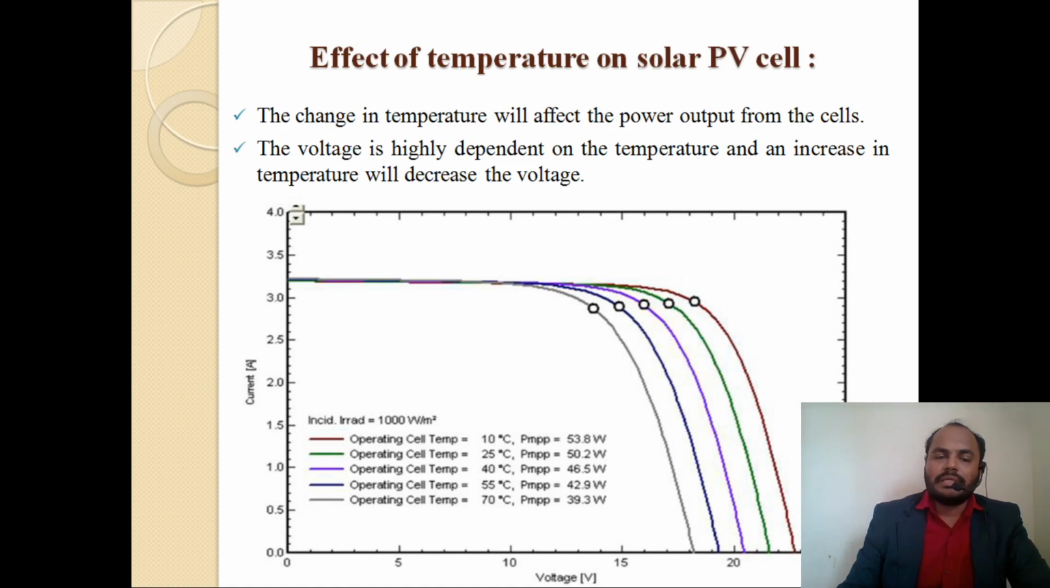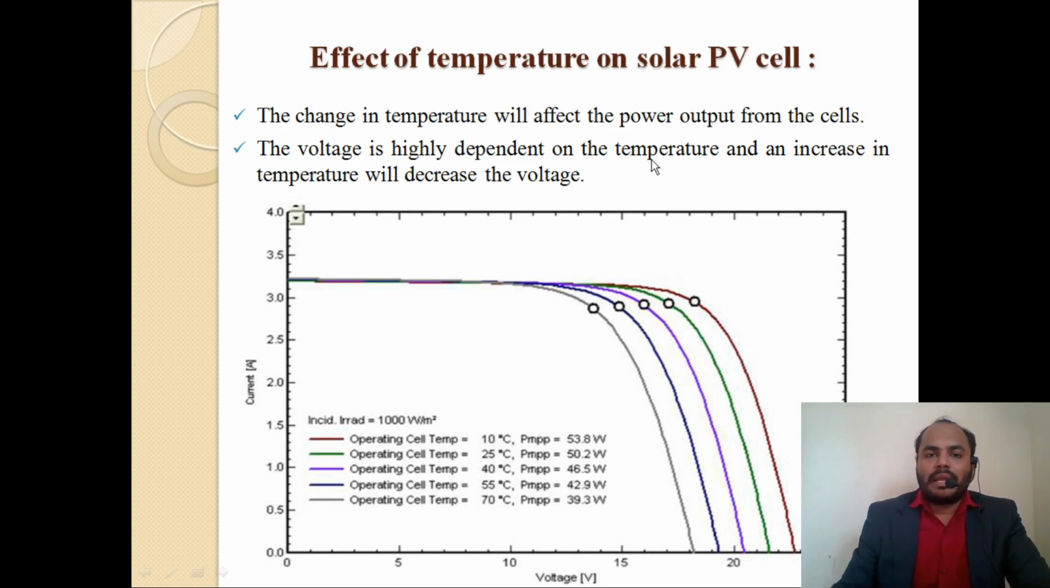Now one by one we will see the effect of temperature on the solar PV cell. Temperature plays a very important role in power generation from the solar panel. The first point: a change in temperature will affect the power output from the solar cell. The voltage is highly dependent on the temperature, and an increase in temperature will decrease the voltage.